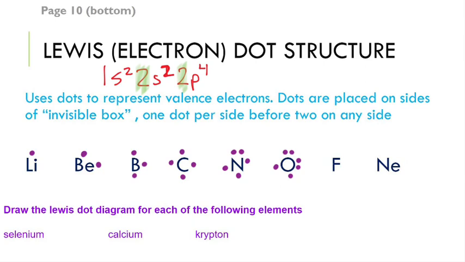Fluorine goes all the way to 2p5, so 2 plus 5 is 7 valence electrons. So we're going to have 3 sides with pairs of dots, one side with a little lonely electron, and then, you guessed it, neon is at 1s2, 2s2, 2p6, which means 2 plus 6 is 8 valence electrons, so all 4 sides have our doubled up dots.